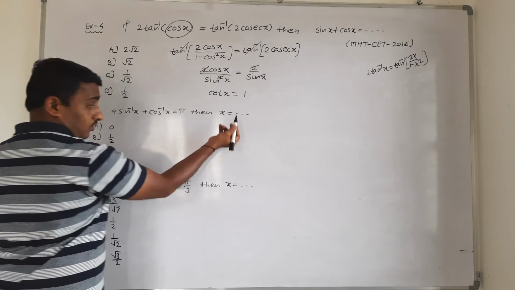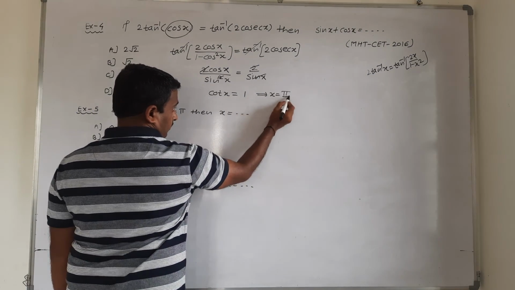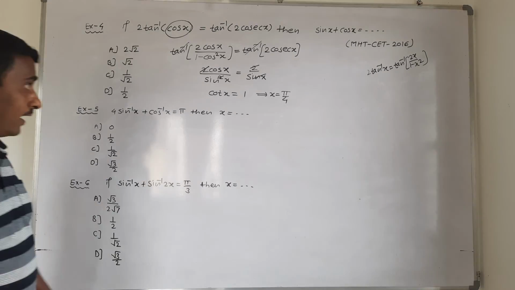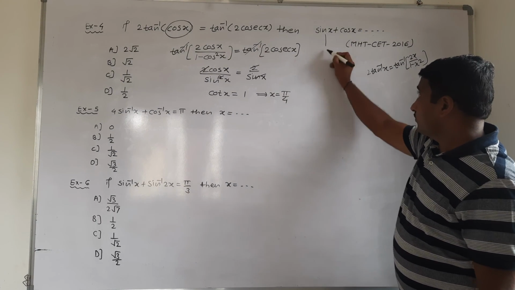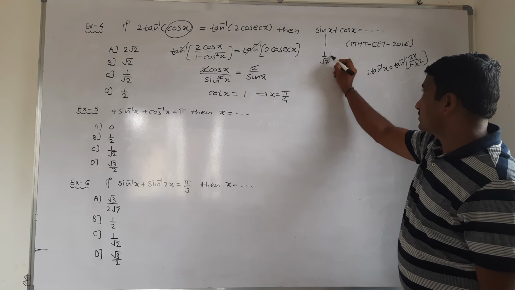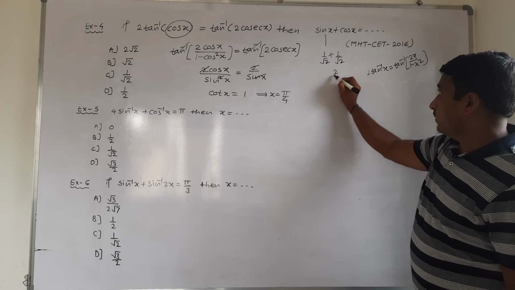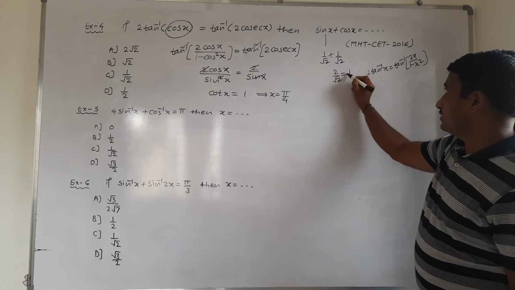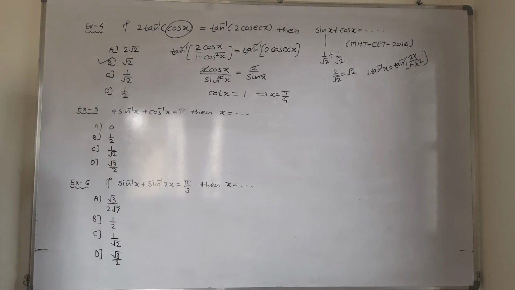RHS is only 1, and cot x equal to 1 means x equal to pi by 4, that is 45 degrees. Put x equal to pi by 4 in this: sin pi by 4 is 1 by root 2, plus cos pi by 4 again 1 by root 2, which gives 2 by root 2, and 2 by root 2 is just root 2. That is option B.